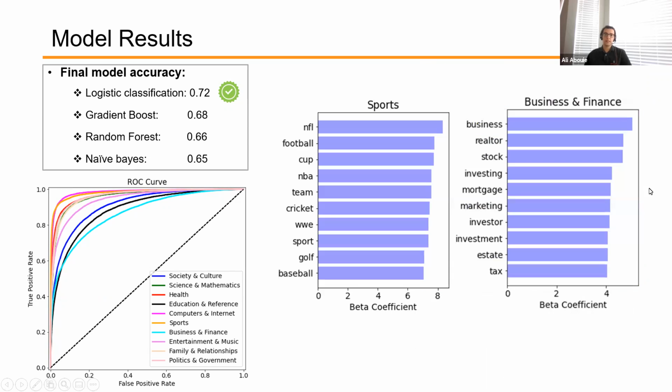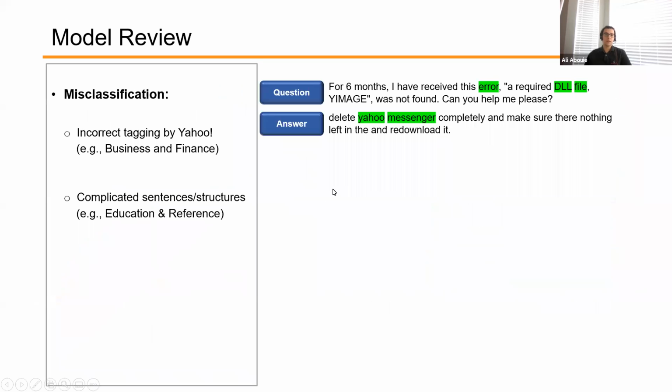And one last interesting point is we can also take a look and see what are the most important keywords per each category. So here I'm showing you 2 categories, sports and business and finance, and the most important keywords within them. So for sports, we are having the NFL, football, cup, cricket, and for business and finance, we are having the stock, investing, mortgage. So this is something interesting that came out of our model.